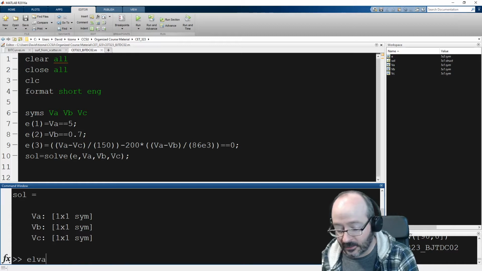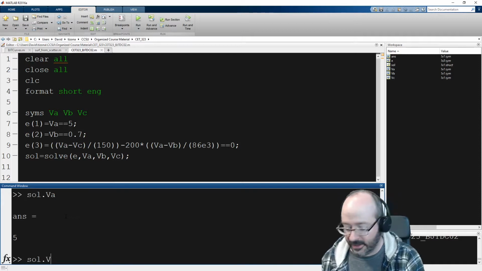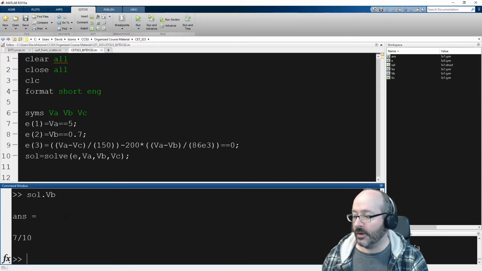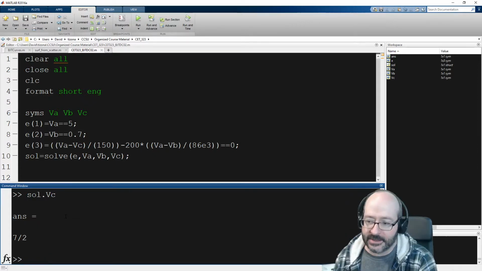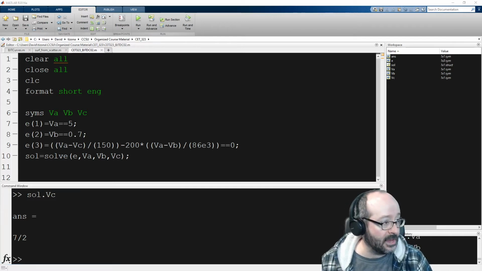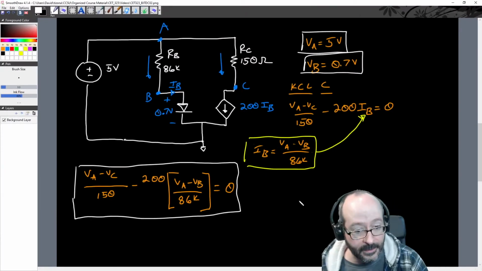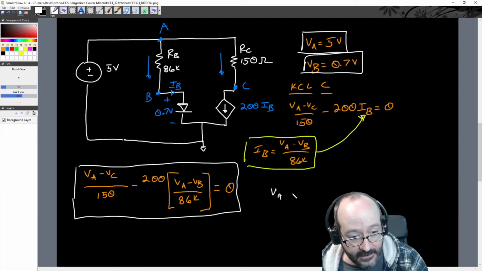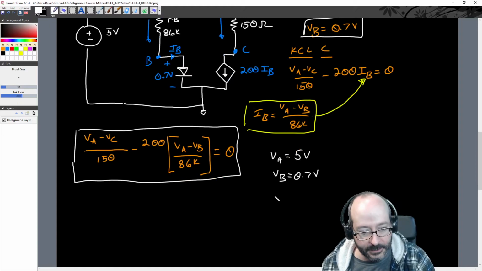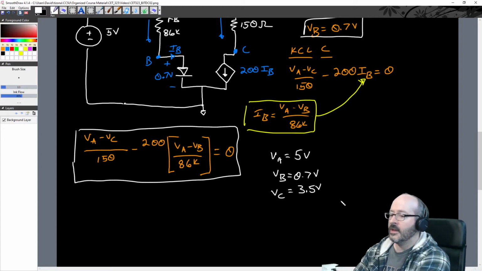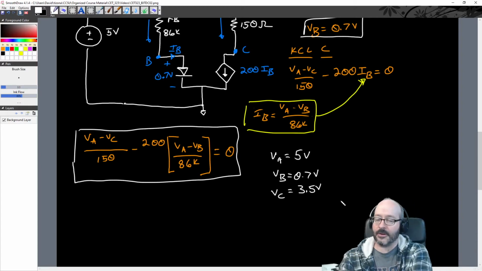Okay, so if we wanted to figure out what was going on there, we could say, show me what VA is, and it's 5. Well, it better be, right? And VB is 0.7, also known as 7/10, and VC is 7/2, which is 3.5, right? So we have those values, and we can enter those here. VA equals 5, no kidding. VB equals 0.7. Those can get more complicated as the circuits get more complicated, and they will. And VC is 3.5 volts.